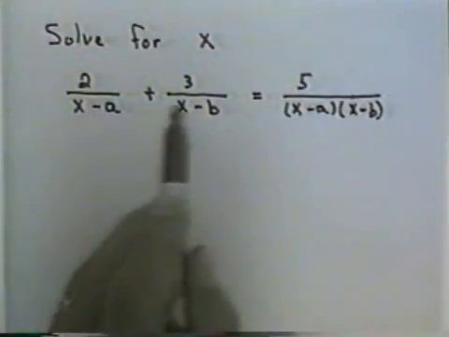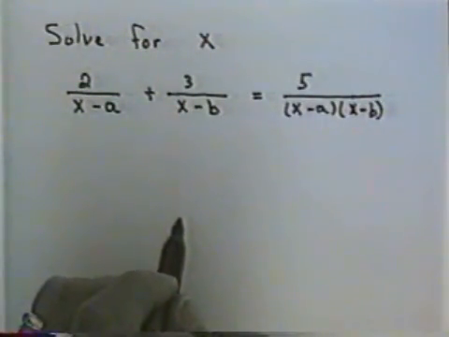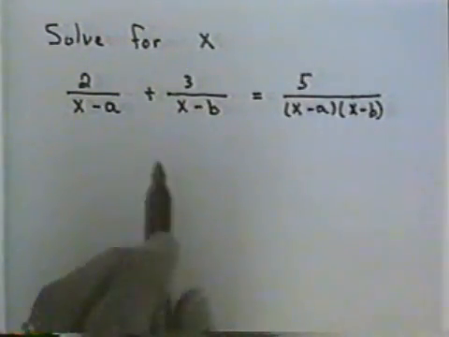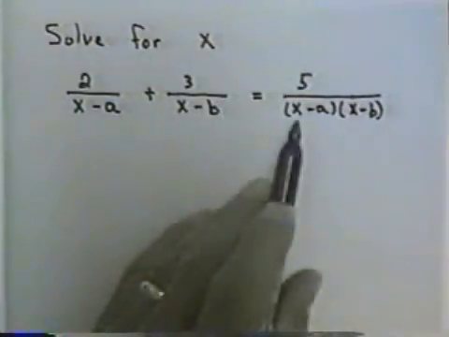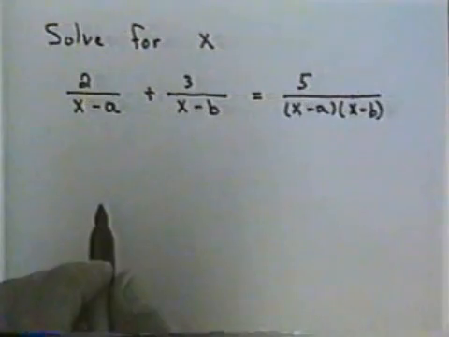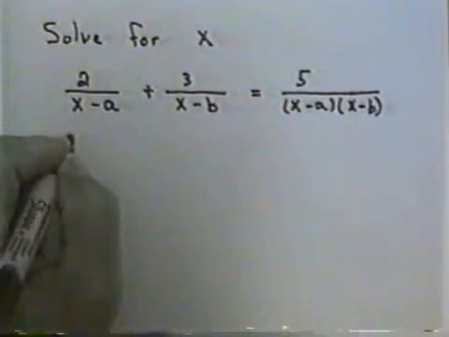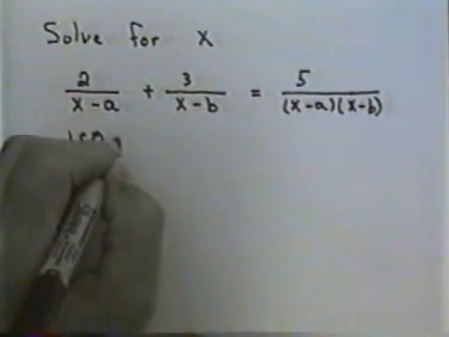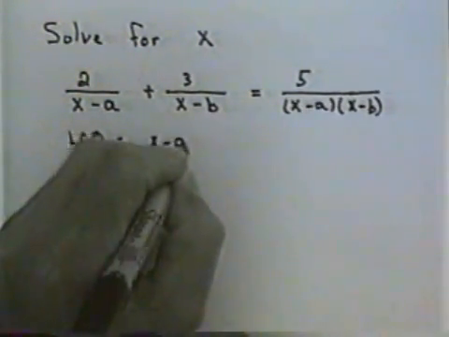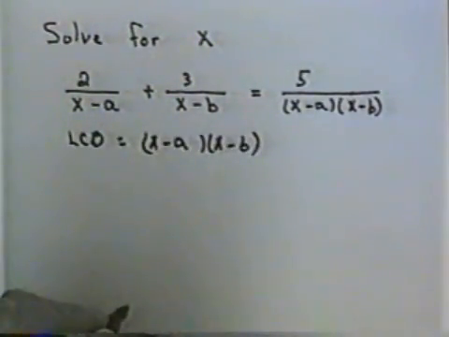So that means I'm going to pretend that x is a variable and that a and b are constants. I proceed the same way, except that I do not worry about excluded values now. I will have to know the value of a and the value of b before I can deal with excluded values. Now my common denominator is going to be x minus a times x minus b. So I multiply both members by the common denominator.